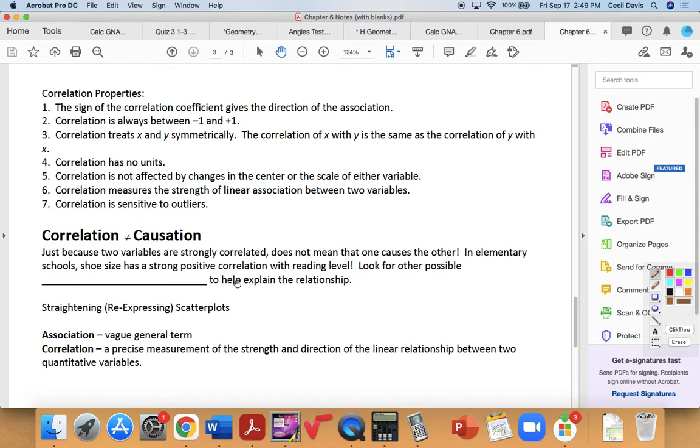Correlation measures the strength of the linear association. It doesn't measure anything worth knowing if it's not a linear association. I keep coming back to that, but that's a big deal. And correlation is sensitive to outliers, which is why we try not to use it when we have outliers. That one outlier can really pull things off.